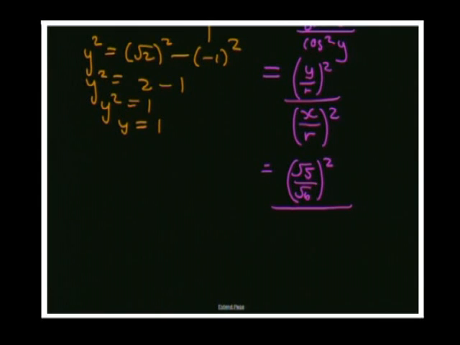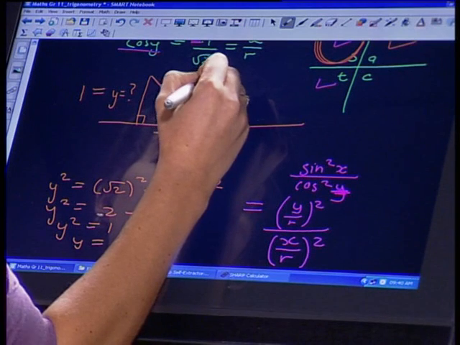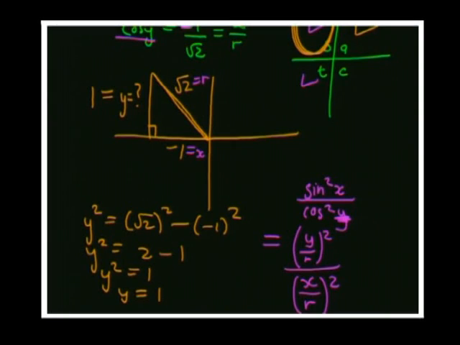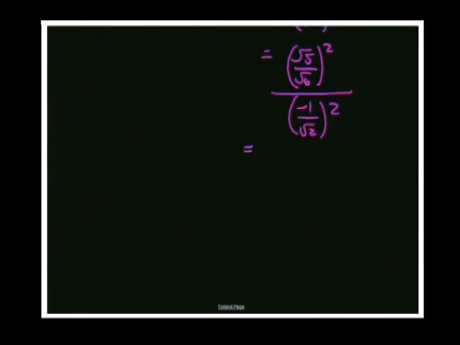Then cos squared y, so I have to go to the diagram with the y value, which is this one, and it's x over r. My x is negative 1, my radius is square root 2. Negative 1 over square root 2, and I square all of that. Then I simplify, that becomes 5 over 6, and that becomes 1 over 2, and I multiply and flip, and I get for my final answer 5 over 3. Very nice answer, simplifies very neatly.